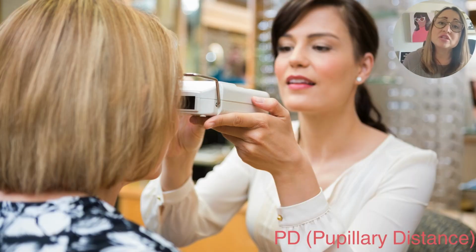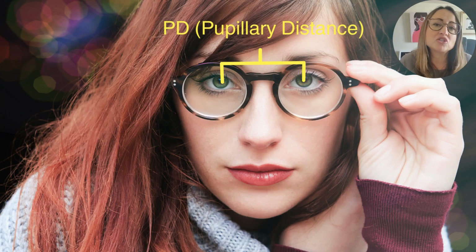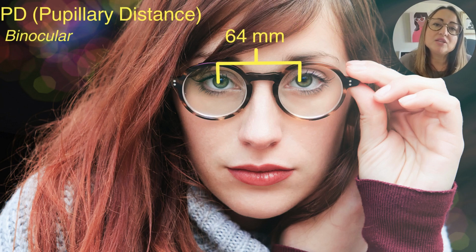So another abbreviation that people ask about that's not necessarily recorded on your prescription is PD, which stands for pupillary distance. And this is the measurement between your two pupils when you're looking off into the distance. So you might have this recorded on your prescription as a single number, such as 64. So when a PD is recorded this way, it's giving the distance between the two eyes combined, or what is referred to as binocular PD.